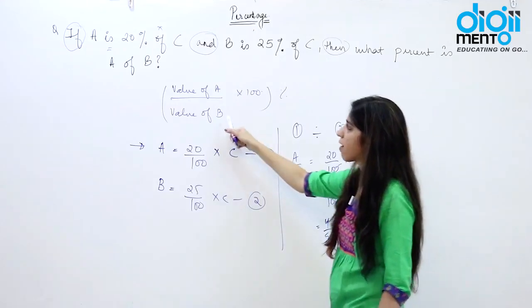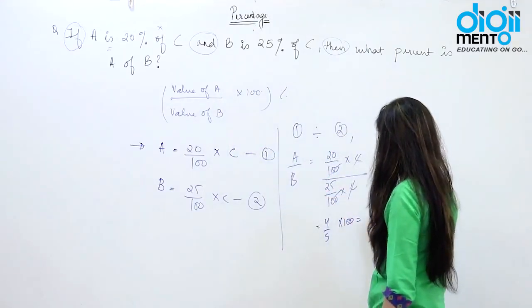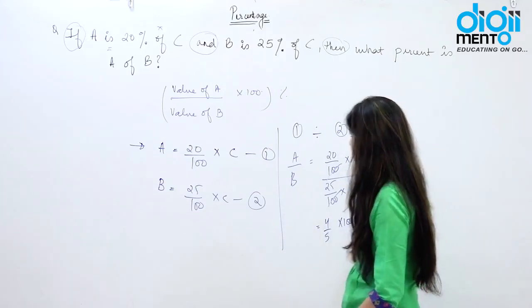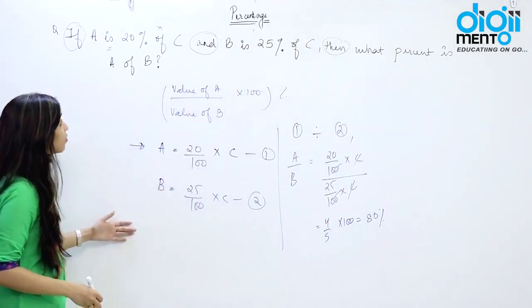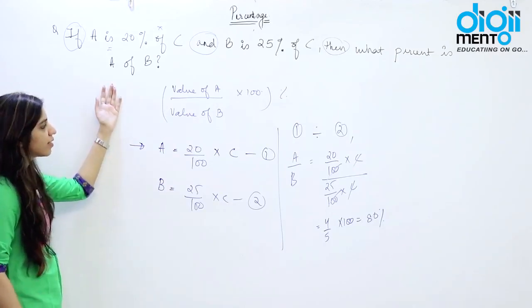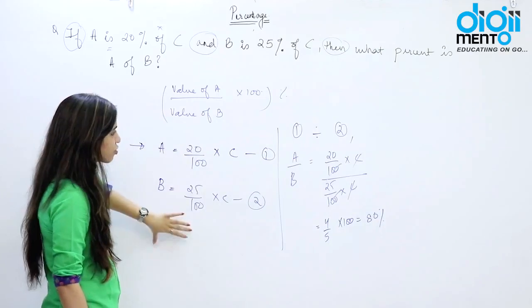Now you got this value, just multiply with 100. So what do you get? 80%. Fine. So this is the simplest trick that you can follow for questions like this. See, since this is the first question that you are seeing, you have done this much also.